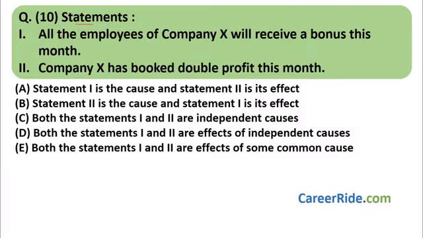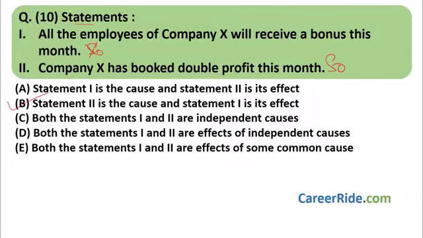Question 10. Statements: all the employees of company X will receive a bonus this month, so company X has booked double profit this month. This does not make sense. Company X has booked double profit this month, so all the employees of company X will receive a bonus this month. This makes sense. Answer is B.